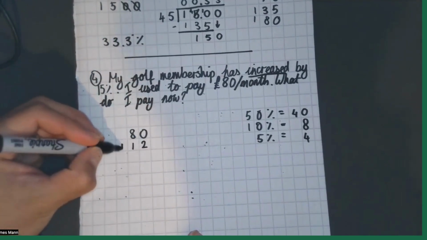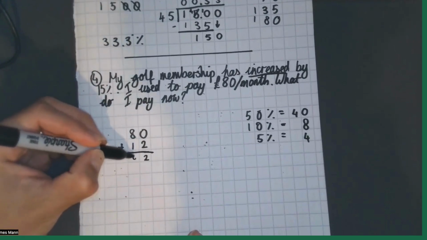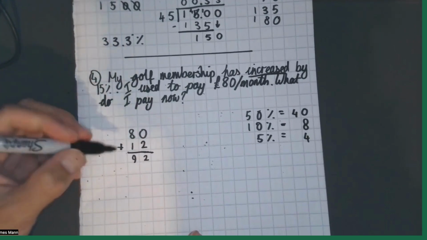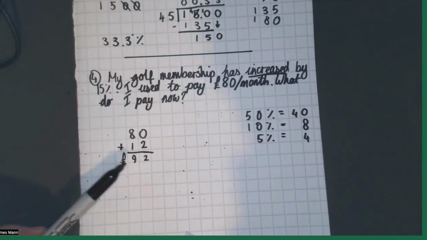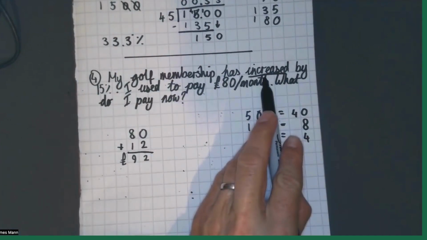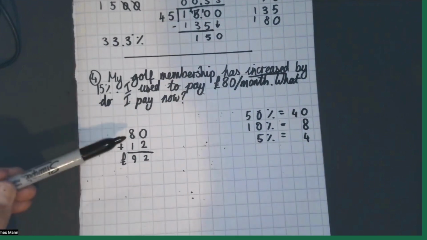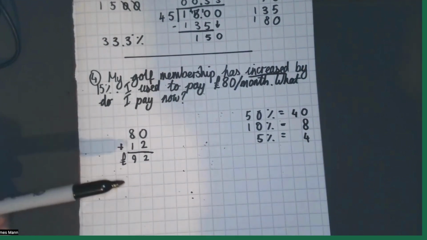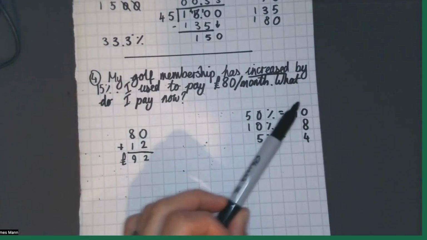Now, remembering it's an increase, I'm going to put a plus sign there, and it creates £92. And I need to put in my pound sign there. So I now pay £92 a month for my golf membership. So remember the key here is: is it increasing or decreasing? If it said decreasing, my sum would be 80, take away 12, and then my new price would be 68. So do be careful when it's an increase or a decrease.